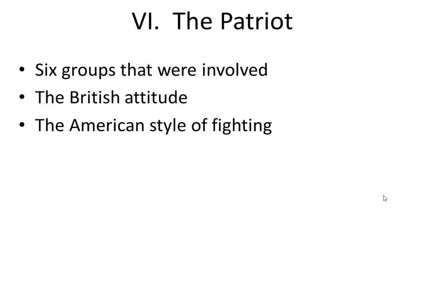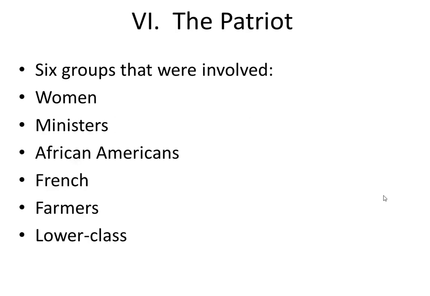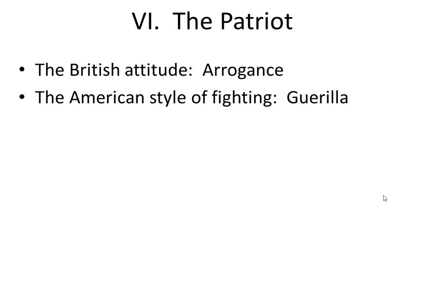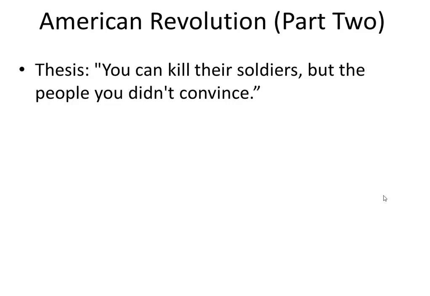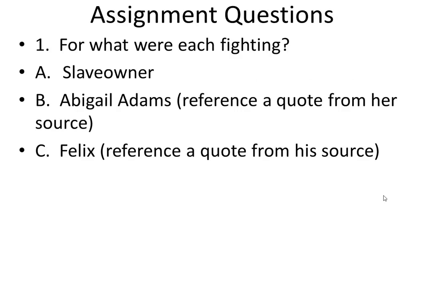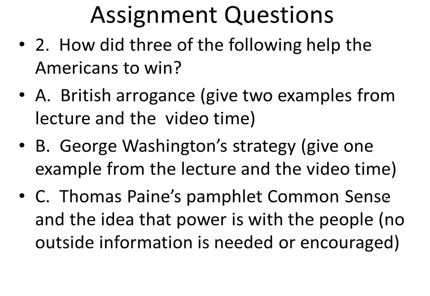Okay, so 6 groups that were involved. We usually watch The Patriot, a bit of it, and we talk about 6 groups that were involved, the British attitude, American style of fighting. So think of women, ministers, African Americans, French, farmers, lower class. British attitude, of course, arrogance, American style of fighting, guerrilla. And then we go back to our thesis. So these would be the 2 questions I'd want for you to answer. Worth 15 points. And again, if you use outside sources, I can't give you the credit that you deserve.